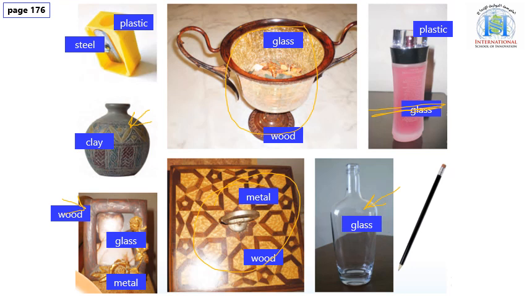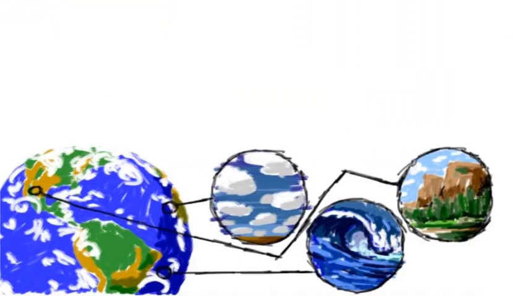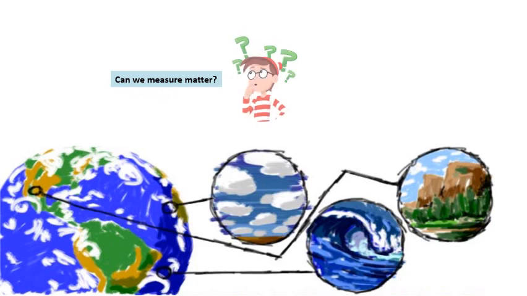What about the pencil? How many kinds of matter does a pencil show? The pencil is made of the rubber, metal, wood, and graphite. Yes, so the pencil shows four kinds of matter: the rubber, the metal, the wood, and the graphite. But can we measure matter? What do you think? Are there ways to measure matter?